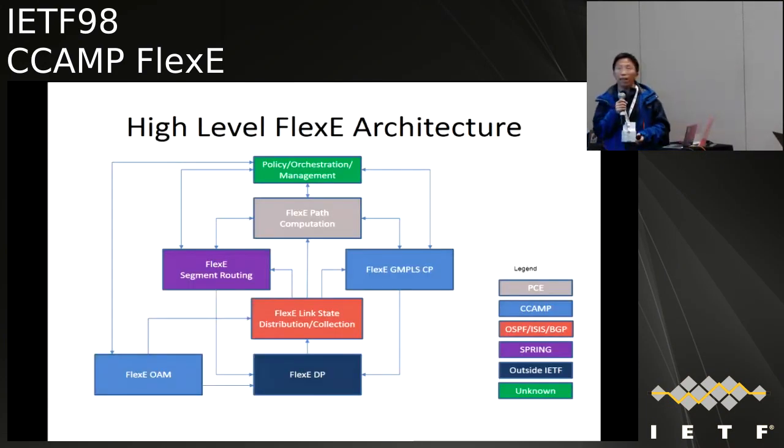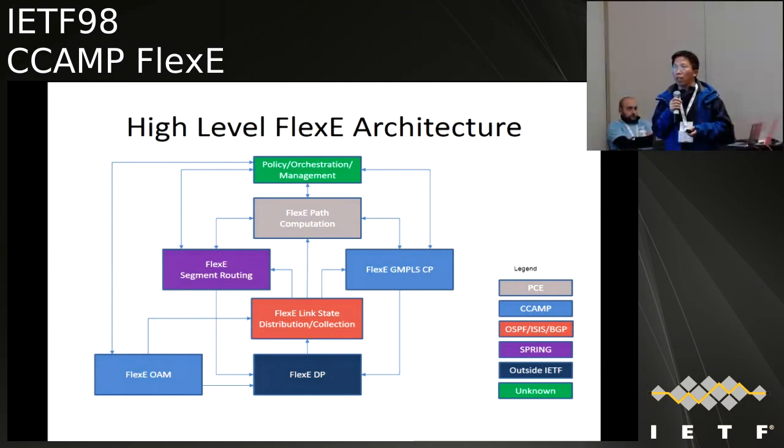Here's a high-level view of the FlexE architecture. This picture describes the relevant parts of the FlexE data plane and control plane and their relationships. The bottom part, the FlexE data plane, is the fundamental part currently defined in OIF, and of course this part is out of the scope of the IETF. The state of the data plane is reflected and distributed by the FlexE link state distribution and collection part, normally implemented by IGP or BGP extensions. That information is fed to the signaling part or the path computation part, which can use it to control the path according to the demands from the policy, operation, or management part.